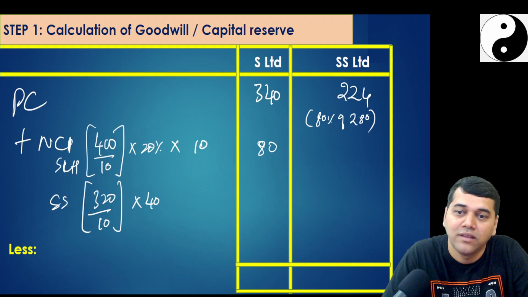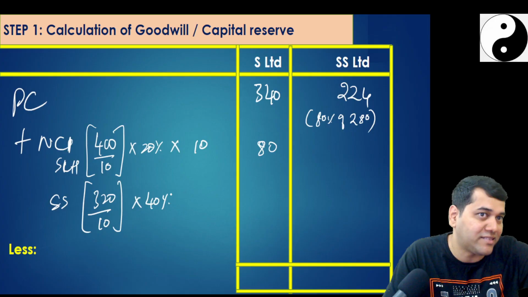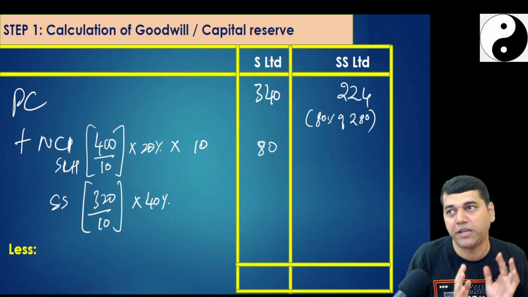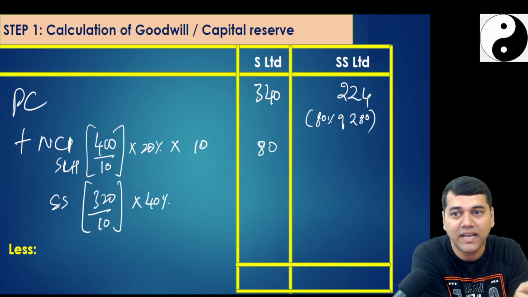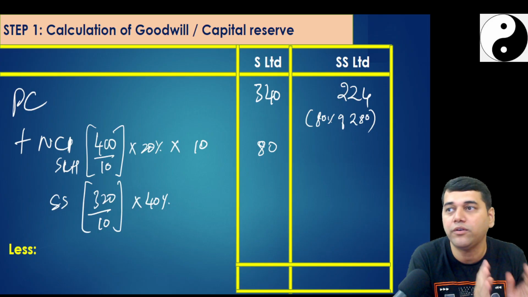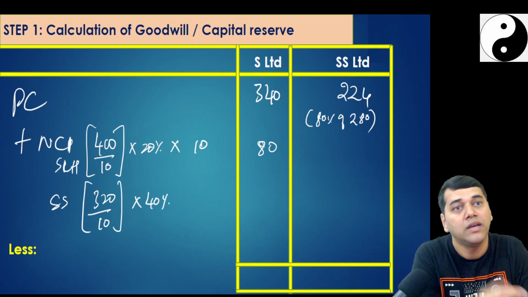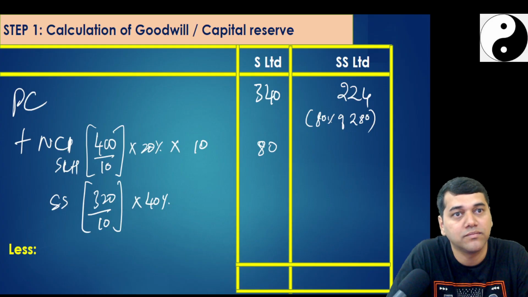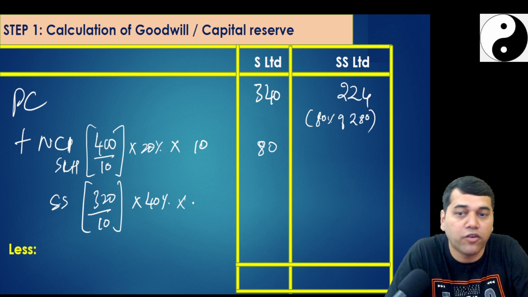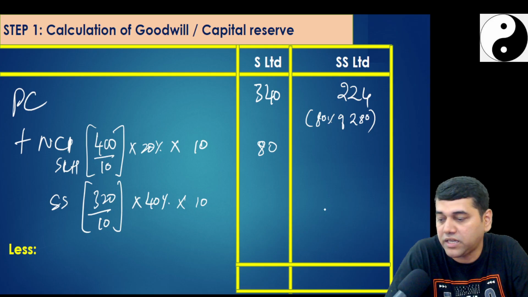40, no? See, I told you, anything happening at SS level, parent will take 40%. Anything happening at S level, it will take 80%. But this purchase consideration is one thing. Who invested with whom? S Limited invested. So I will take 40% into 10 rupees per share, 128.